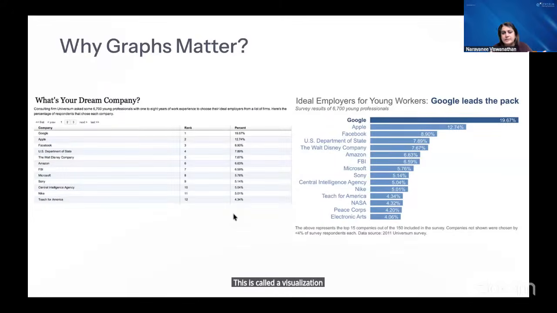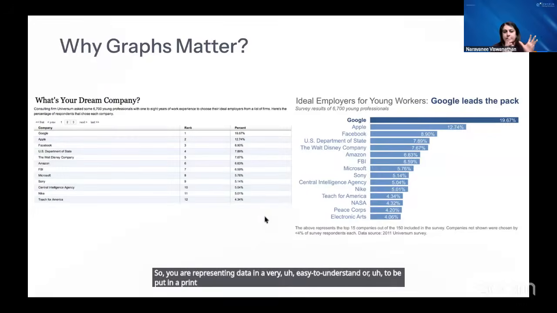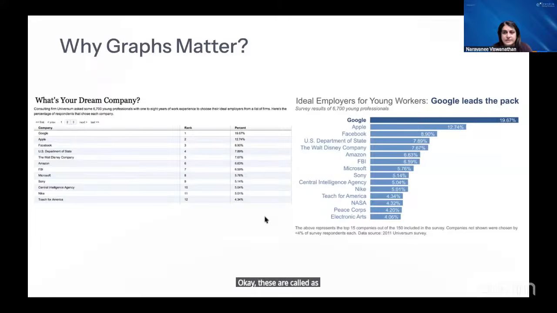Am I making sense, everyone? Yes, this is neither a picture, nor is it a graph. This is called a visualization. So you are representing data in a very easy to understand way, to be put in print or in a web format. These are called visualizations. They need not be dynamic only.